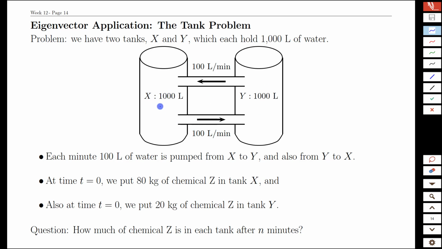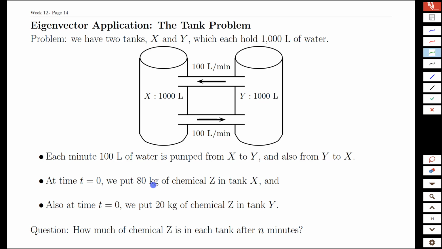So what is the system? We have two tanks that are full of water. They each hold 1,000 liters, and we'll call them tank X and tank Y. What's going to happen is we're going to be pumping water from one tank to the next. So we're going to take 100 liters out of this tank, put it into here, take 100 liters of this and put it into here. That maintains the volumes of water in both of them.